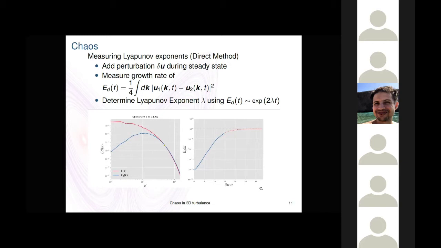And we measure the difference between these two fields point by point. We integrate over time, and that's how we measure the error. This 1/4 factor is there so that at late times, when these two solutions become totally uncorrelated, this error will be the same as the total energy of either of these two fields that are statistically equivalent.